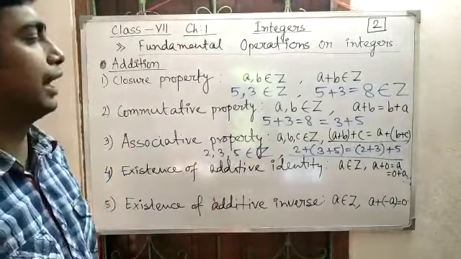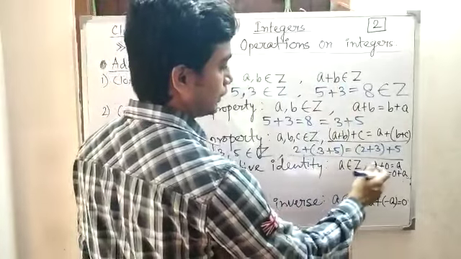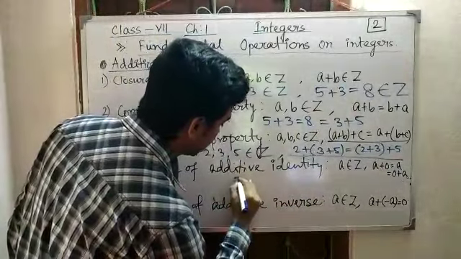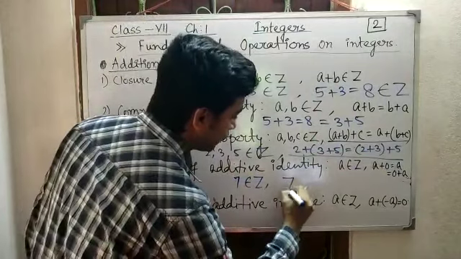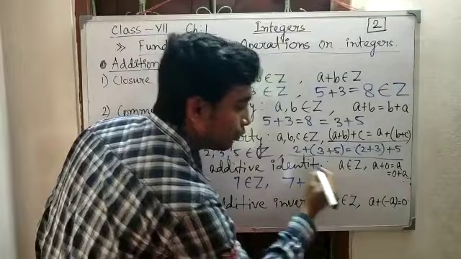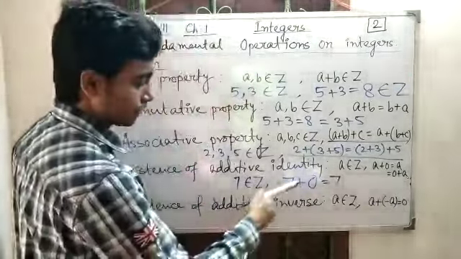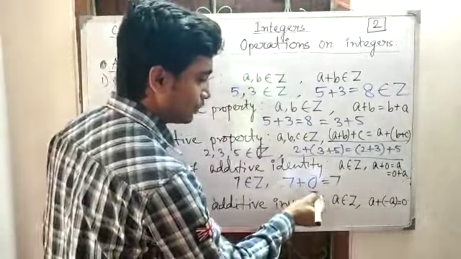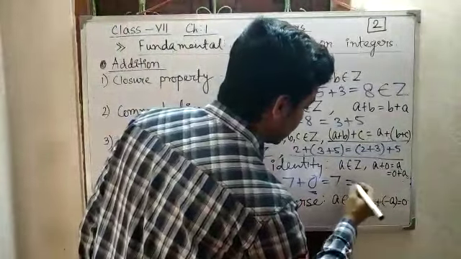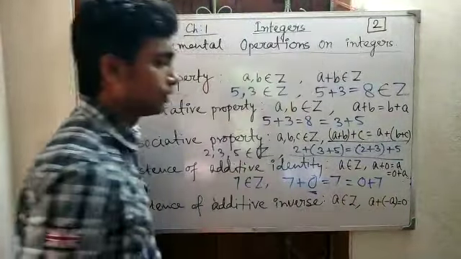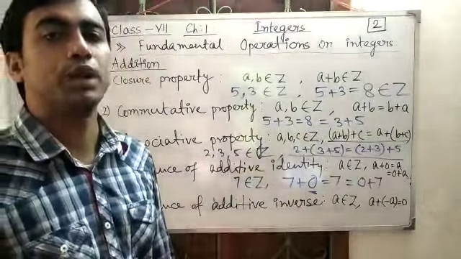Then comes the additive identity. Identity means what? If you take any element from the set of integers, I am taking one integer, 7 belongs to Z. So 7 plus which number will give us the same element 7? That is 0. Okay. So 7 plus 0 equals 7. That's why 0 is the identity element. On the right hand side also you can do 0 plus 7. So you can see from both sides it is the identity element with respect to addition.